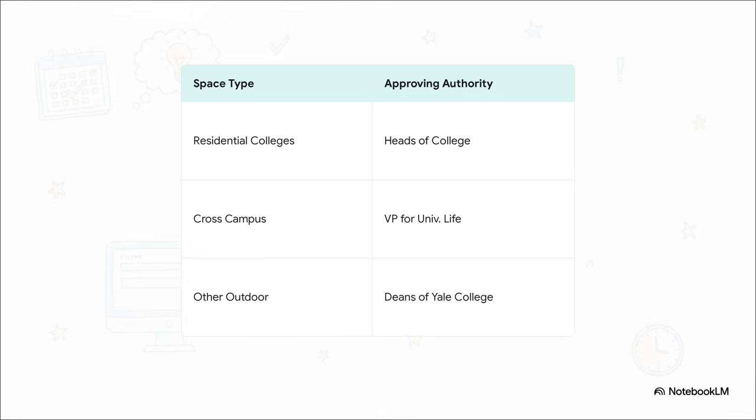Never, ever assume a campus space just doesn't require approval. Actually, scratch that. Every single outdoor and indoor space is managed by a specific Yale entity. It's like a giant puzzle. For instance, residential college spaces need a green light from the heads of college. If you're eyeing Cross Campus or Beinecke Plaza, that falls to the vice president for university life. And other Yale College outdoor spaces are governed by the deans. You really have to get advance, proper approval from the specific individual or office that manages your desired space.